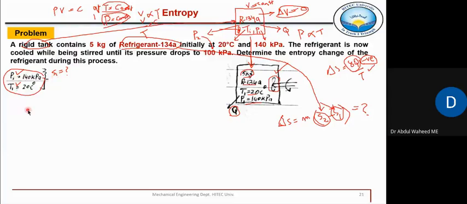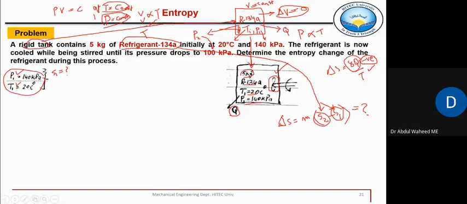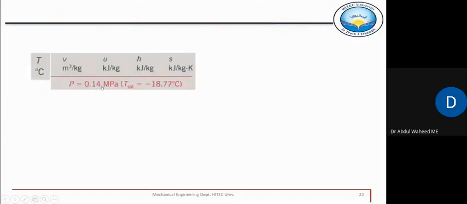So let's go to, for example, the superheated table or the saturated table. We can find out what the state of our substance is at this pressure and temperature. Let me show you the table. So here is the superheated table, because there is no uf, hf, hg. Here for this pressure, 140 kilopascal, that is 0.14 megapascal, that is T sat.